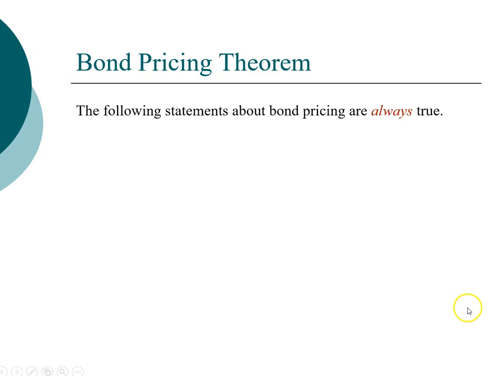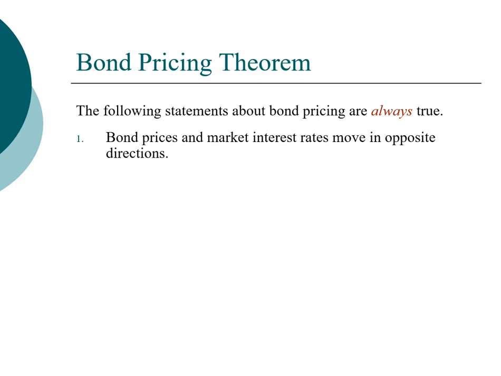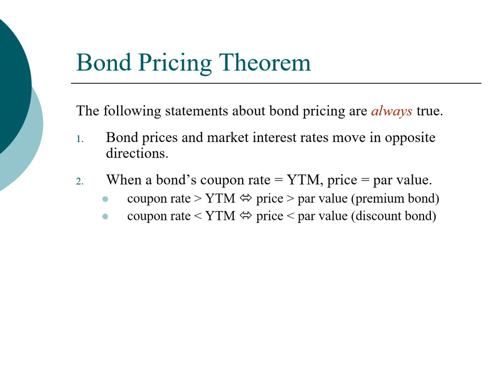Here's a summary of all the bond pricing theorems we have discussed so far. First of all, we established that bond prices and interest rates, or yield to maturity, always move in opposite directions. We also showed through multiple numerical examples that when the bond's coupon rate is equal to the yield to maturity, the price of the bond is equal to par value. In other words, the bond will sell at par.